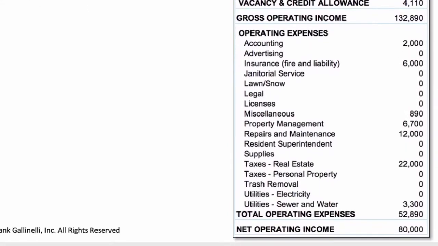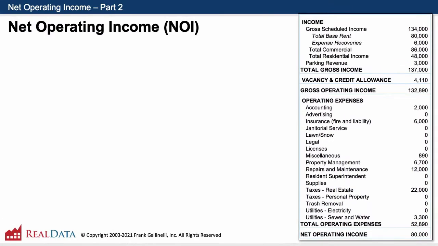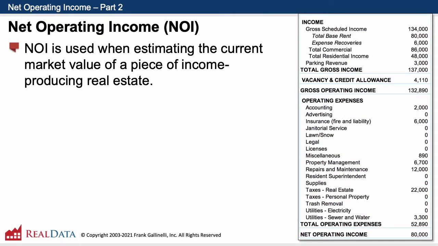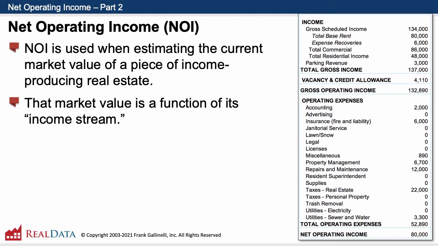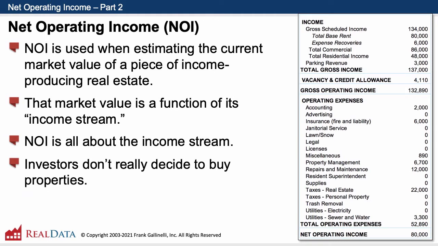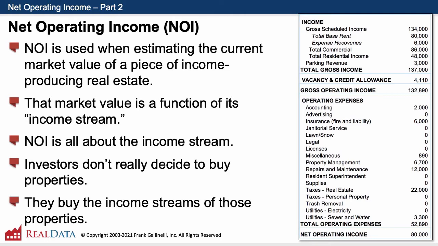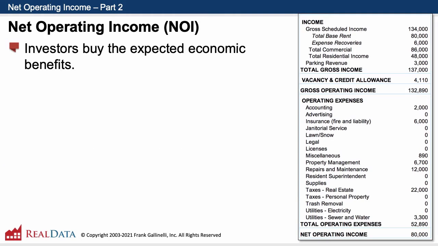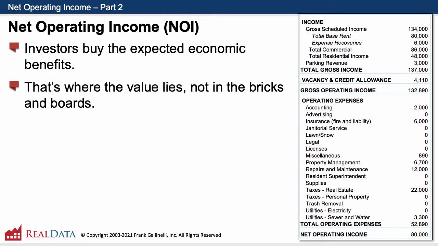So why all the nitpicking about operating expenses? Well, for one reason, because NOI is used when estimating the current market value of a piece of income-producing real estate. That market value is a function of the property's income stream. And NOI is all about the income stream. Investors don't really decide to buy properties as such. They buy the income streams of those properties. In other words, they buy the expected economic benefits. That's where the value lies, not in the bricks and the boards.